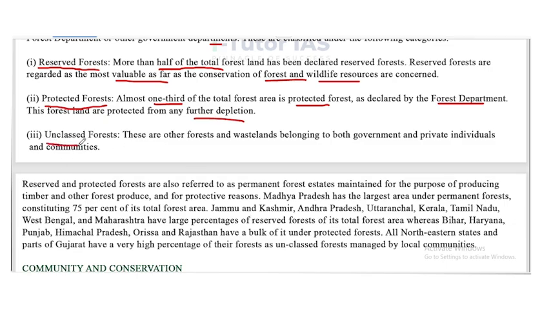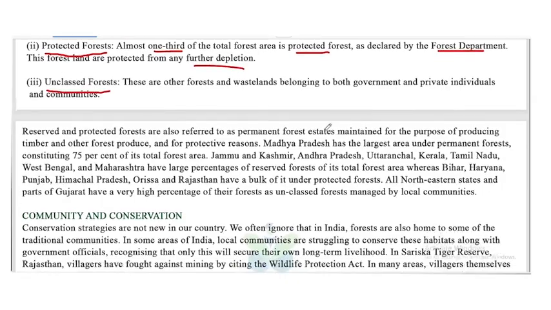Next one is unclassed forest. These are other forests and wastelands belonging to both the government and private individuals and communities.